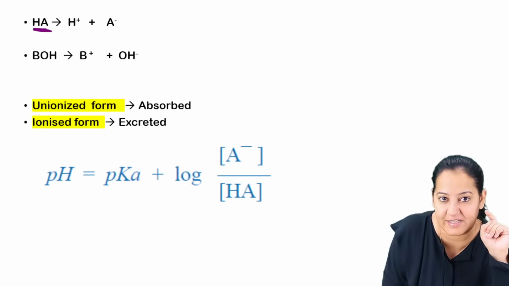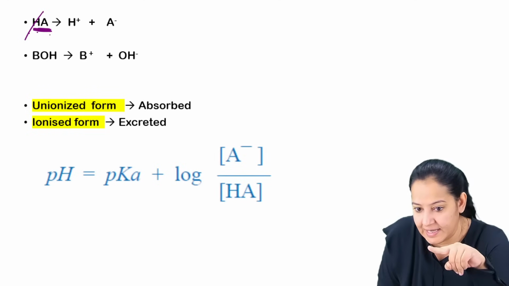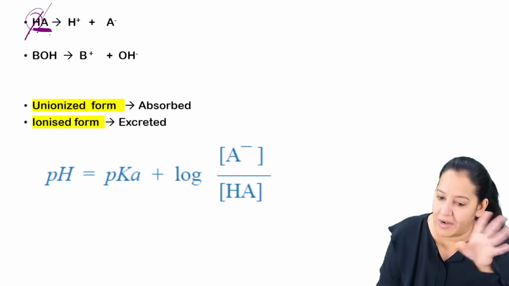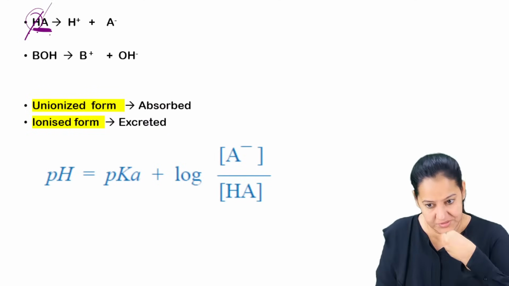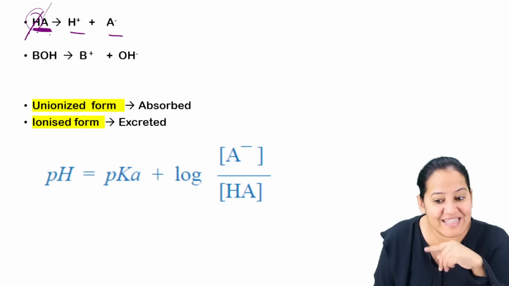Acidic drug is the acid. All acids have protons, like HCl, it is H and Cl. Like HNO3, it is H and NO3. So H is common in all acids. Whenever it goes in the body, it gets split like this: H positive, A negative. Like H positive and Cl negative.